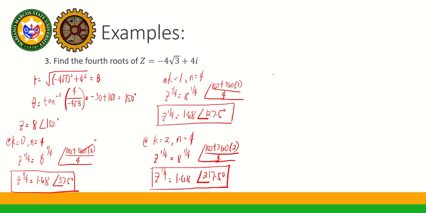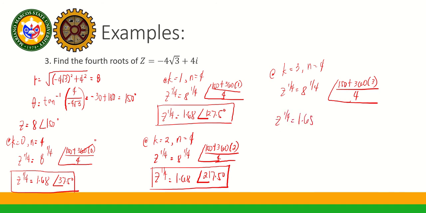And for the last root natin, which is the fourth root, so k is equal to 3, n equal to 4. Z raised to 1/4 is equal to 8 raised to 1/4 angle 150 plus 360 times 3, which is k, all over our n, which is 4. So our z raised to 1/4 is equal to 1.68 angle 307.5 degrees. Okay? So, i-check nyo na lang kung tama yung mga sagot ko. Okay? So, you can correct that one.